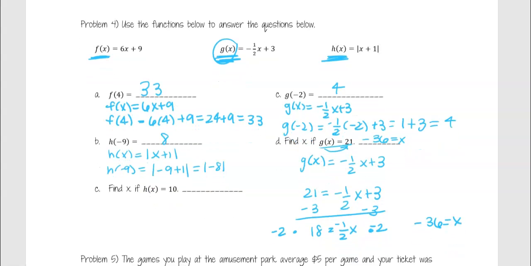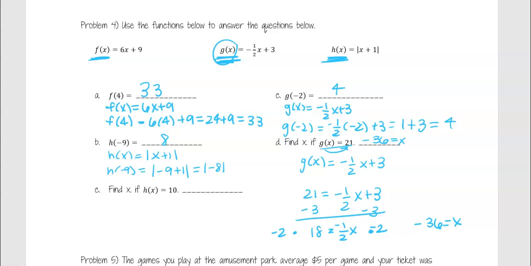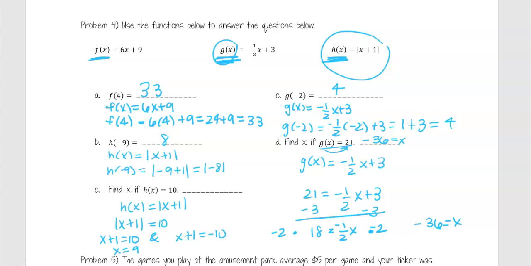And then we've got one last one here to do. Find x when h of x equals 10. I go to my h of x one. And I have h of x equals the absolute value of x plus 1. So I have the absolute value of x plus 1 equals 10. Remember how to solve absolute value equations? We have to set it equal to positive 10 and negative 10, and I get 2 answers: 9 and negative 11.